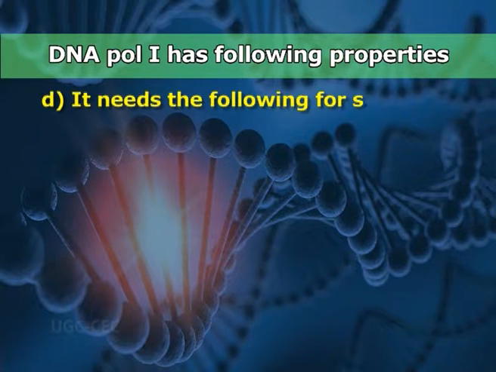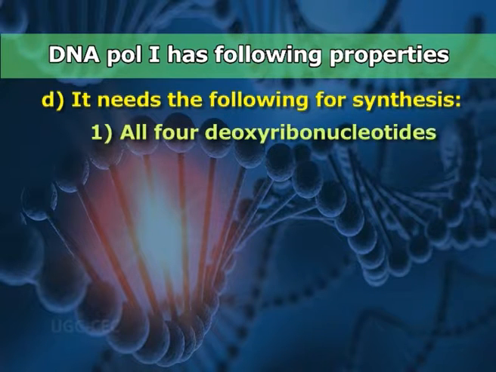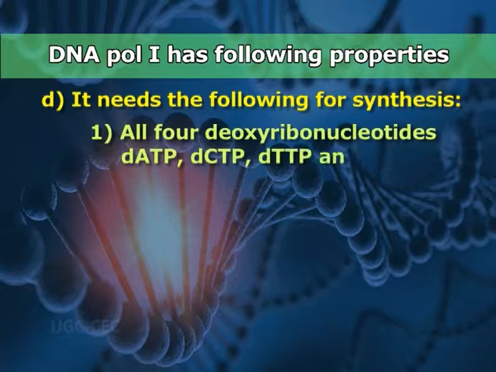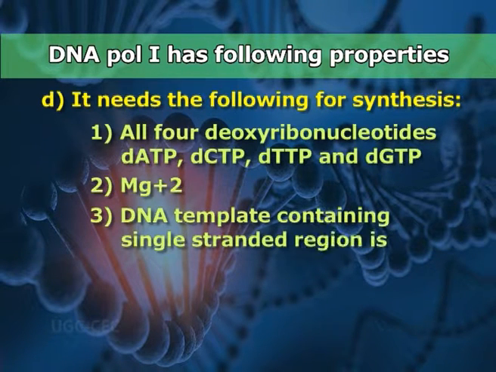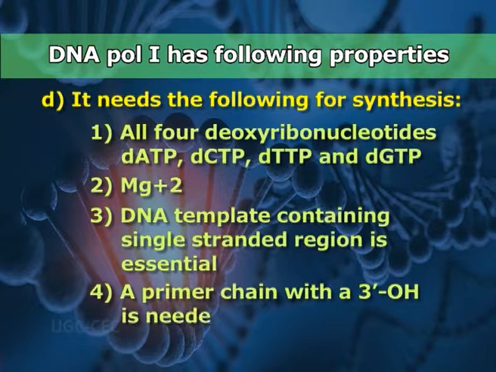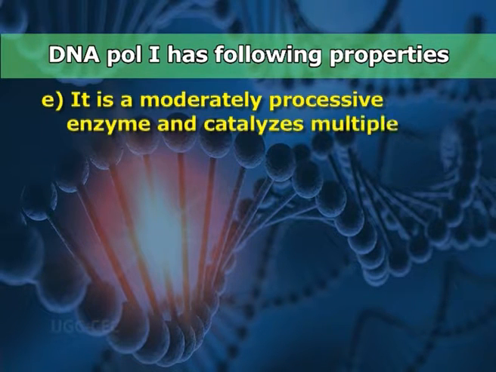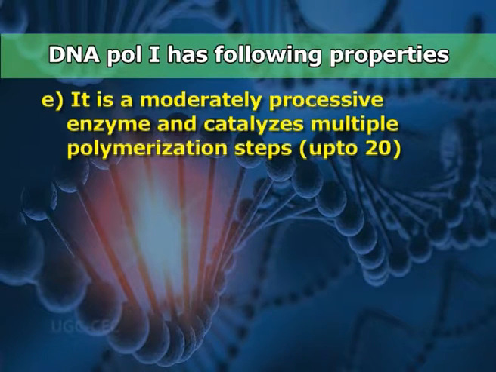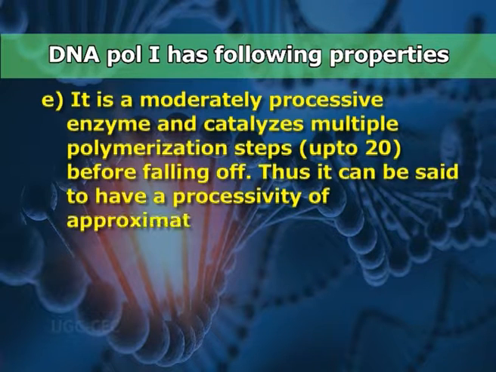It needs the following for synthesis: all 4 deoxyribonucleotides, dATP, dCTP, dTTP and dGTP. Magnesium divalent. DNA template containing a single-stranded region is essential. A primer chain with a 3' hydroxyl is needed. It is a moderately processive enzyme and catalyzes multiple polymerization steps, up to 20, before falling off. Thus, it can be said to have a processivity of approximately 20.